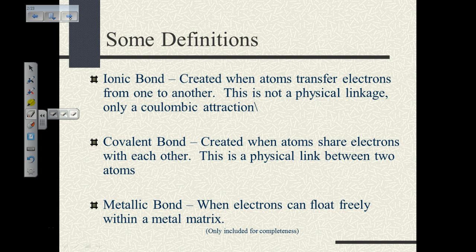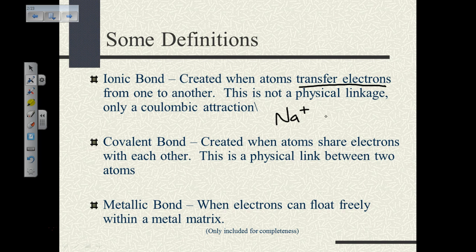Okay, there are ionic bonds, which happen when electrons get transferred. It's a transfer of electrons. And so, for example, what you end up having is sodium becomes an ion.